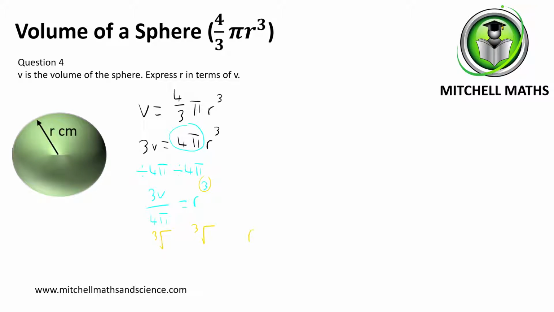Therefore, I will get r equals the cube root. And remember, I need to cube root the whole of it, not just part of it. 3v over 4 pi. And that is my answer. That's r expressed in terms of v.